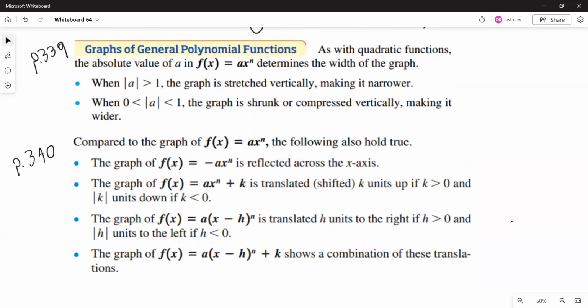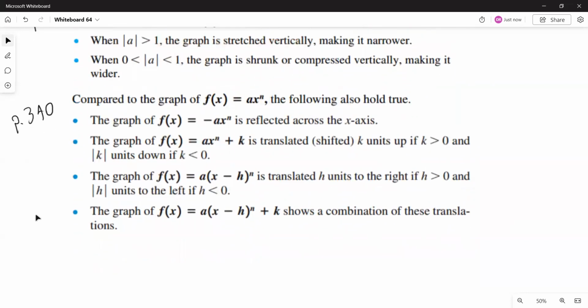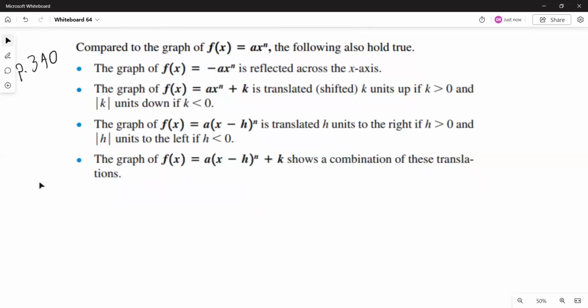So we did these transformations before. Then the graph of f of x equals a times (x minus h) to the n is going to be translated h units to the right if h is positive, and absolute value of h units to the left if h is negative. And the last line, if we apply all the transformations, we have a combination of these translations. And if a is negative, the graph is also going to be reflected. Okay, so I'm going to go over example 1.